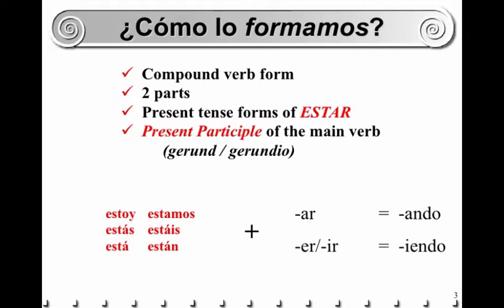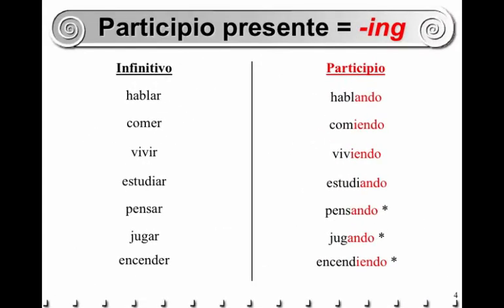So if you're using an AR verb, the present participle, or the "-ing" equivalent in Spanish, is -ando. And if you are using an ER or IR verb, the present participle, or the "-ing" equivalent in Spanish, will be -iendo. Now let's demonstrate how to make a verb from the infinitive into the present progressive, or just putting the ending of the participio, or participle.